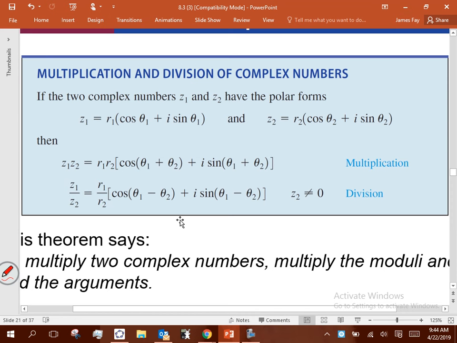But this says if two complex numbers z1 and z2 have these polar forms, where z1 is equal to r sub 1 cosine theta sub 1 plus i sine theta 1, or, if you want to write it this way, r1 cis theta 1. And those subscripts are just identifiers.